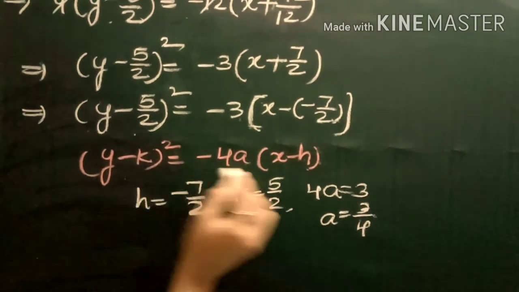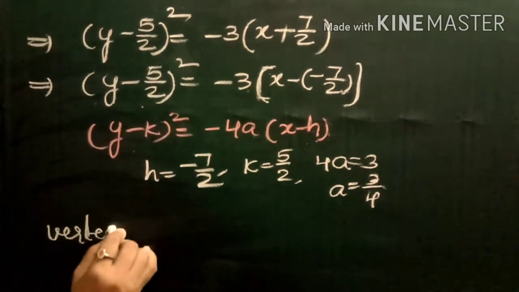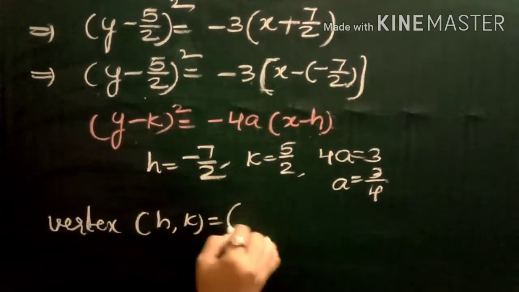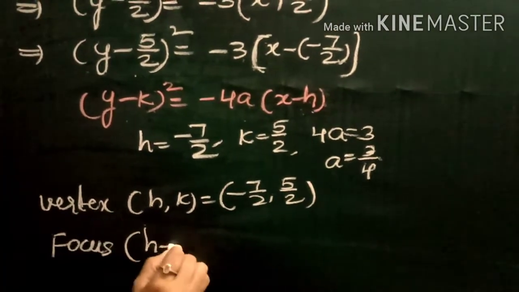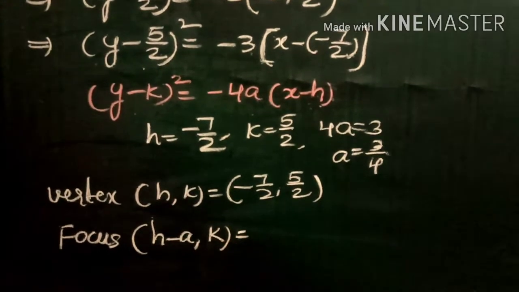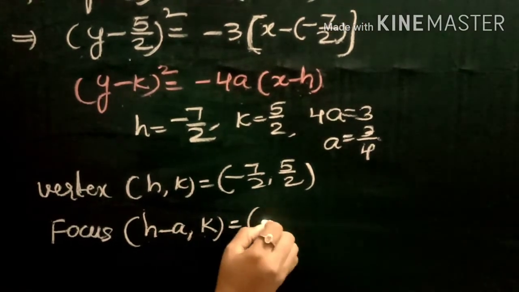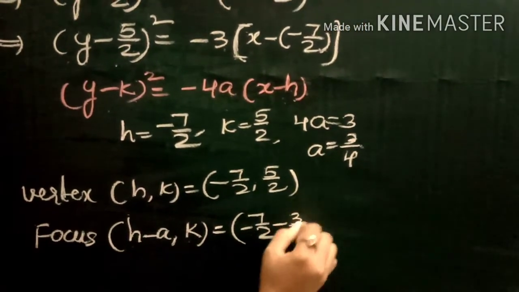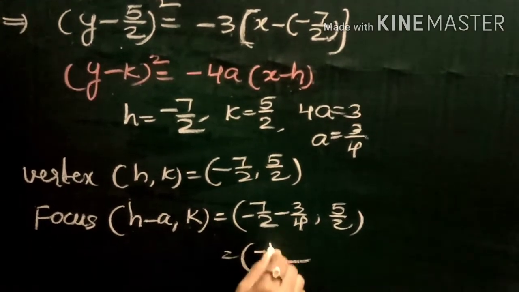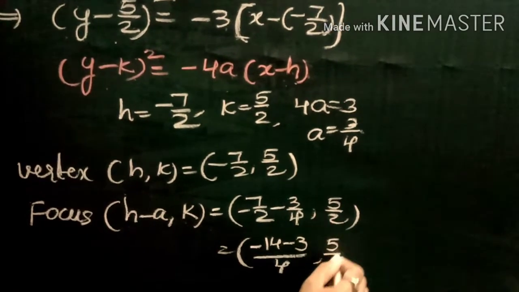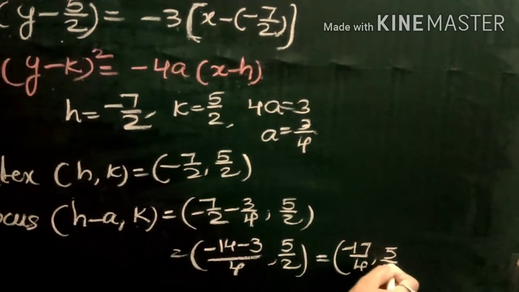Now what is the vertex? Clearly from this equation we can say that the vertex is h comma k. Therefore the vertex h comma k is equal to minus 7 by 2 comma 5 by 2. And the focus is h minus a comma k. This is the formula, h minus a comma k. That is the h value minus 7 by 2 minus 3 by 4 comma k value 5 by 2. Now taking LCM here, minus 14 minus 3 comma 5 by 2. That is, the focus is equal to minus 17 by 4 comma 5 by 2. That's it.